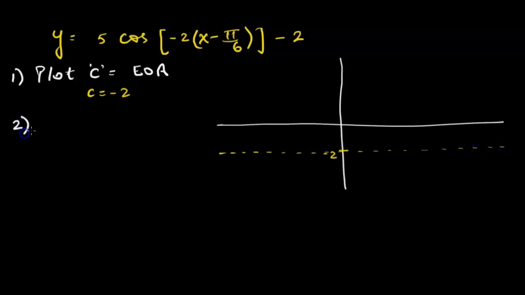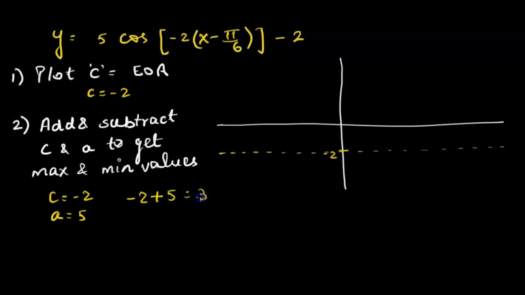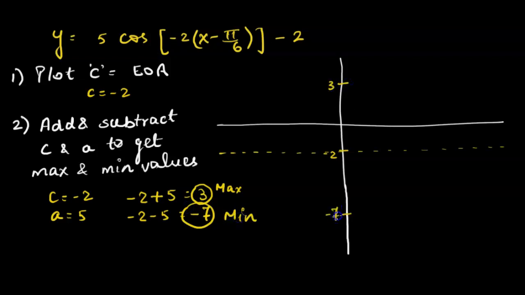Step number 2 is to add and subtract c and a to get the max and min values on the graph. In this particular example, c is -2 and a is 5. When we add -2 and 5, we get 3. When we subtract 5 from -2, we get -7. When we add and subtract, we always keep c first. The higher value represents the max value, and the lower value represents the min value. Therefore, 3 represents the max and -7 represents the min value.